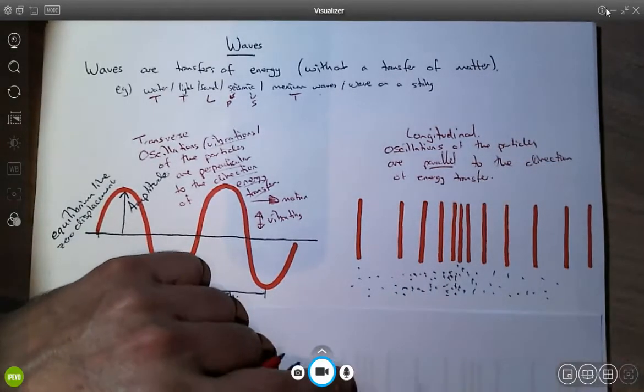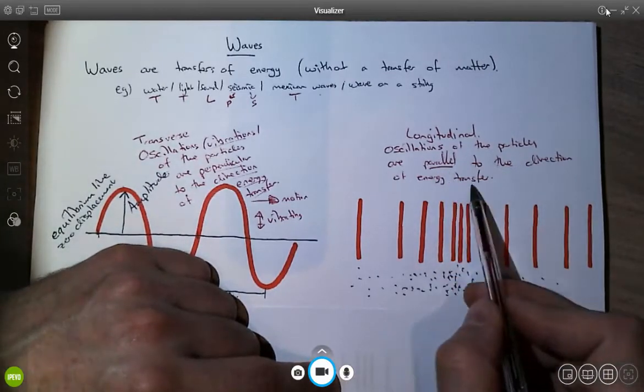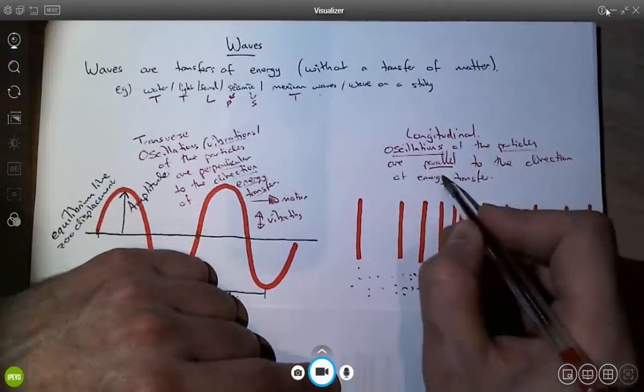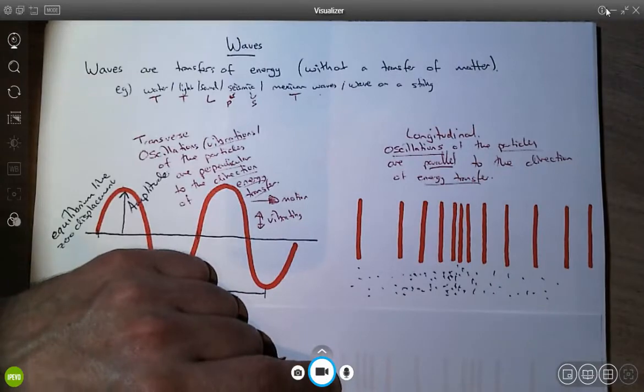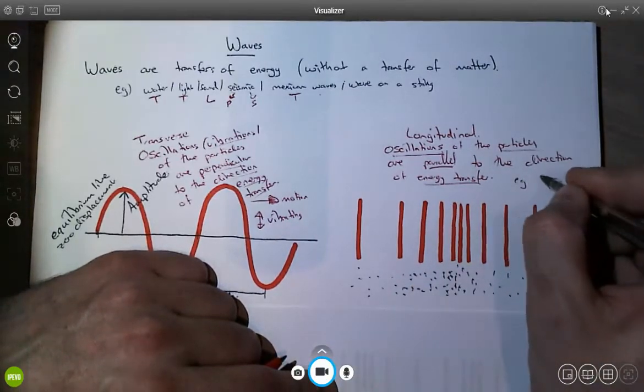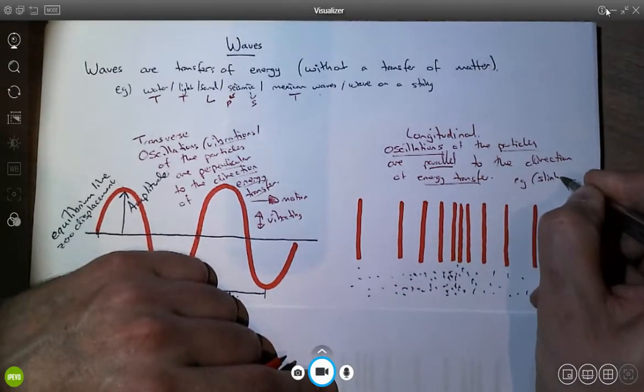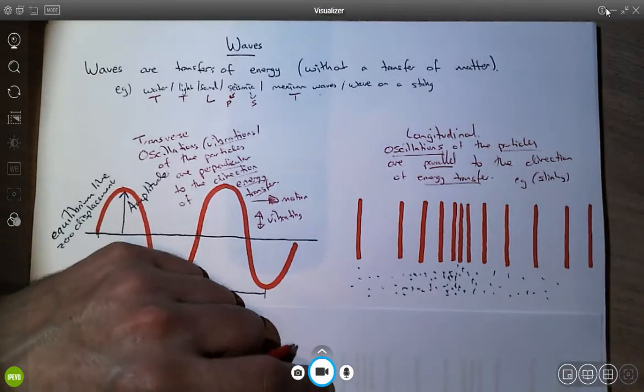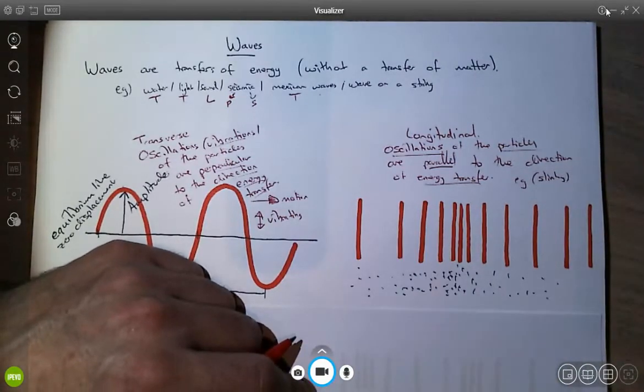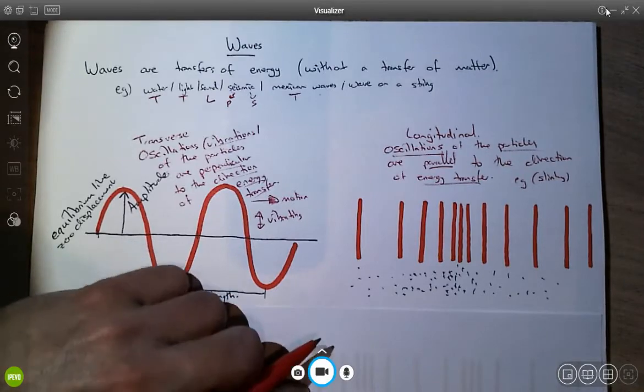So it's not enough for them to say in the same direction, you have to say parallel. Oscillations of the particles parallel to the direction of energy transfer. A good example of this is a slinky. As long as you move the slinky towards and away from you, you can get a really nice longitudinal wave, and you can get it across the whole classroom if you have a long slinky.